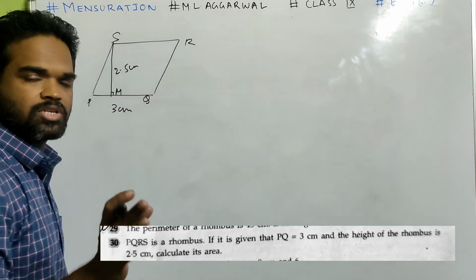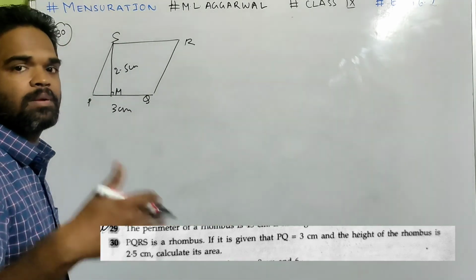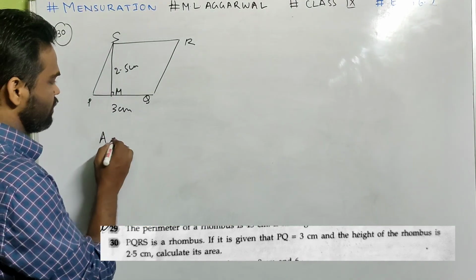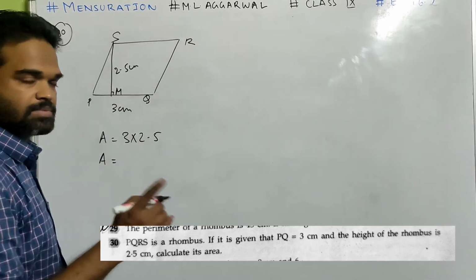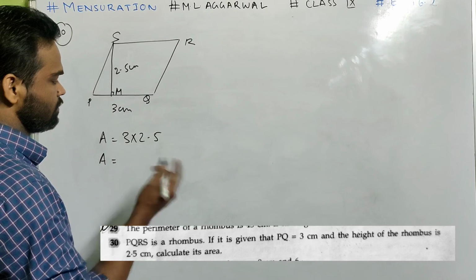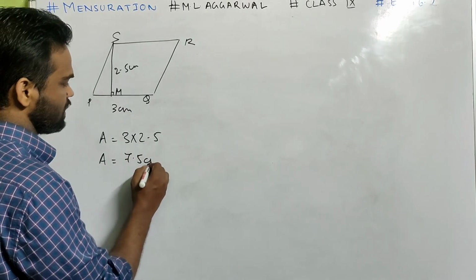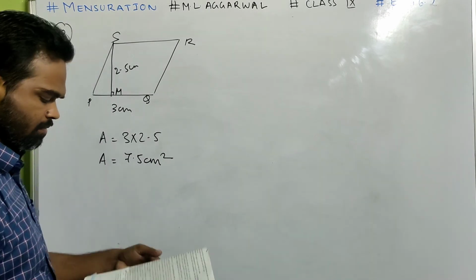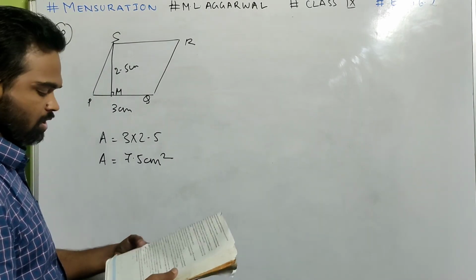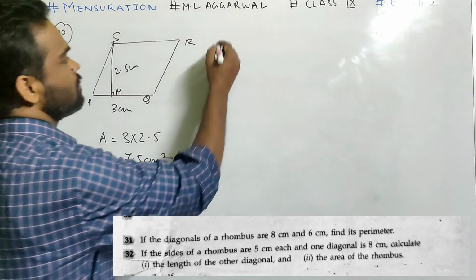Calculate its area. Now just now I told you rhombus is nothing but a parallelogram. So area will be base into height. That's 3 times 2.5, which is 7.5 centimeter square. Done. Very easy. Just how we did. We can do 31 over here.